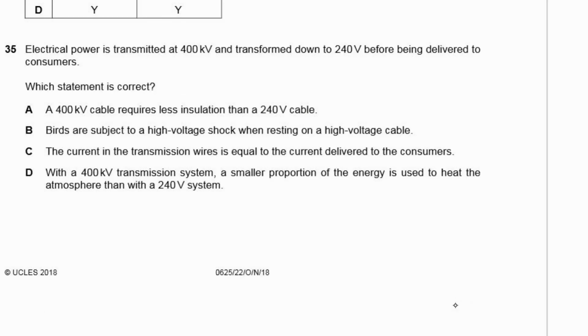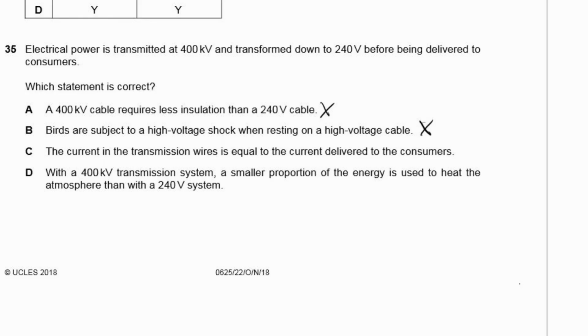Question 35. Electrical power is transmitted at 400,000 volts and transformed down to 240 volts before being delivered to consumers. Which statement is correct? A. A 400 kilovolt cable requires less insulation? No, it requires more, because of the higher voltage. B. Birds are subject to high voltage shock when resting on a high voltage cable? Nope, not at all. They're attached to the same voltage. There's no massive difference that could happen there.